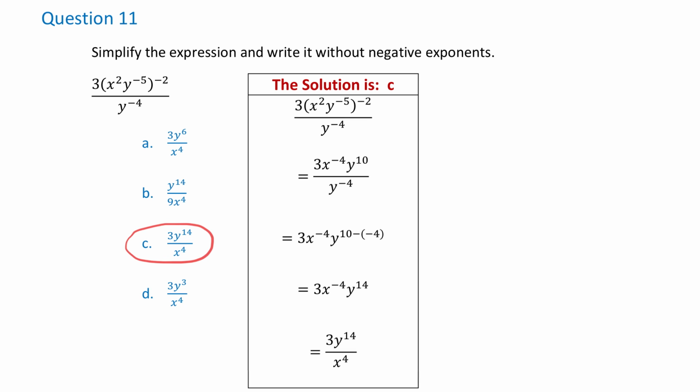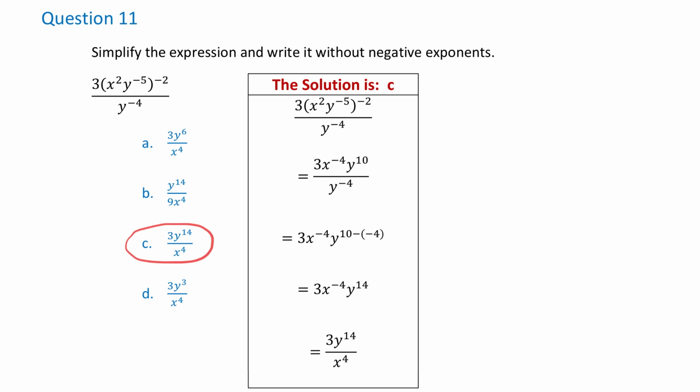10. Now in the next step, we have y in the numerator and y in the denominator, and to divide them, we need to subtract these exponents. So first we will bring down 3x to the negative 4th power, then we will subtract 10 and negative 4. So here we will have y to the power of 10 minus negative 4. Notice that I don't write just 10 minus 4. Instead, I need to write 10 minus negative 4. Then 10 minus negative 4 is 10 plus 4, which makes 14.